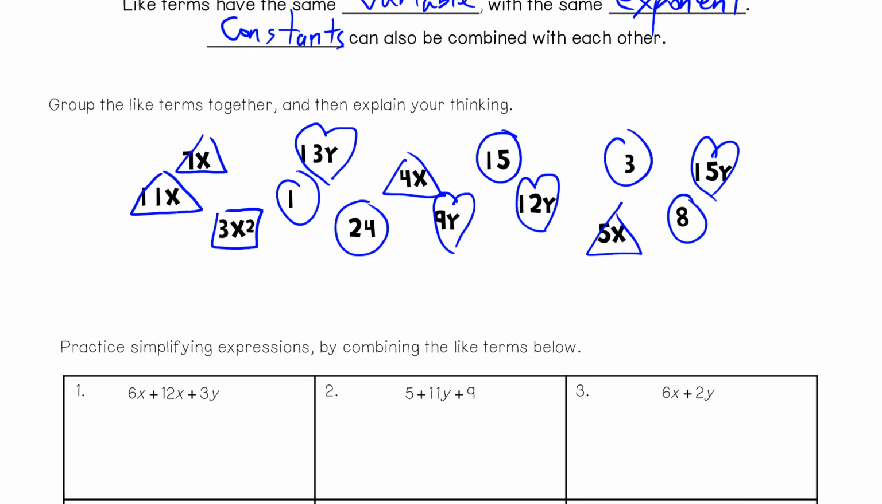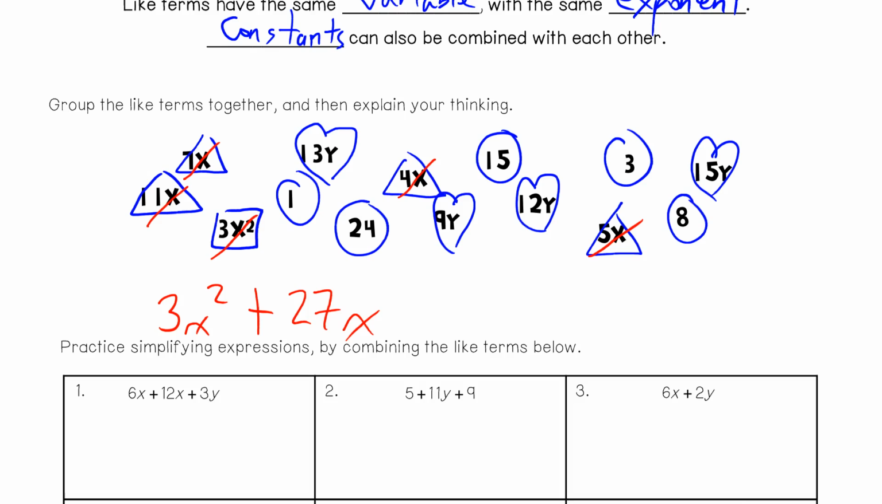My largest exponent is x squared, so I'm going to go ahead and put that first. There's nothing to combine it with, so I just bring it down. 3x squared plus, now I have x. Well, here's 11 and 7, so that gives me 18x, plus another 4 gives me 22x, plus 5 gives me 27x.